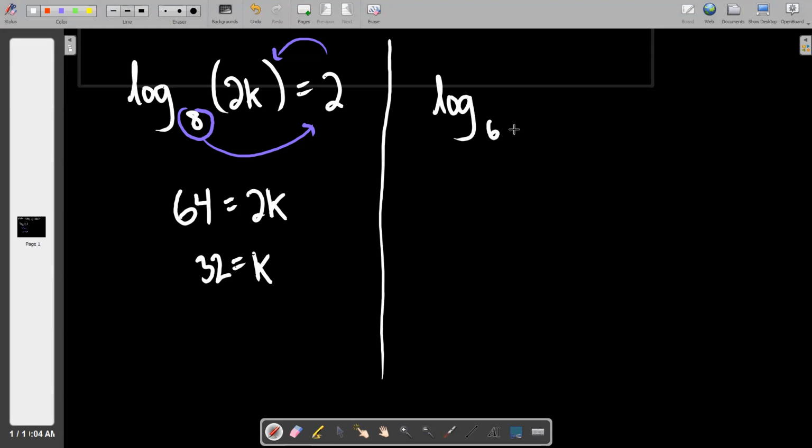Log base 6 of the quantity m plus 6. Did you finish that? Thank you, Morgan.